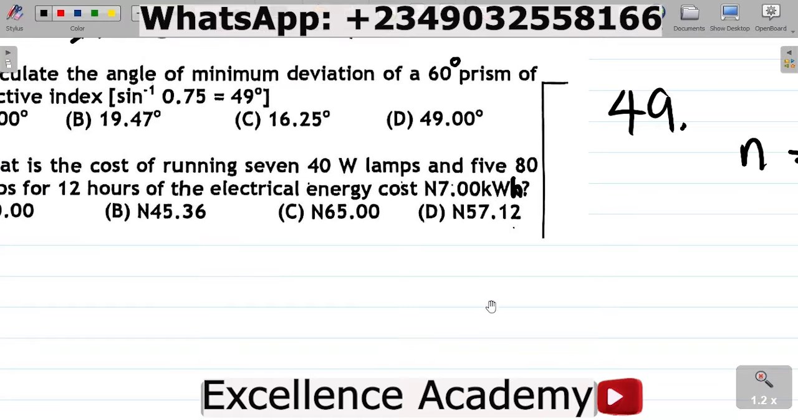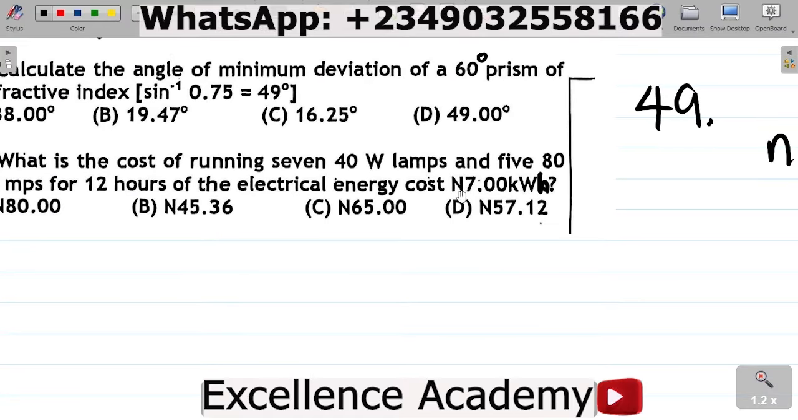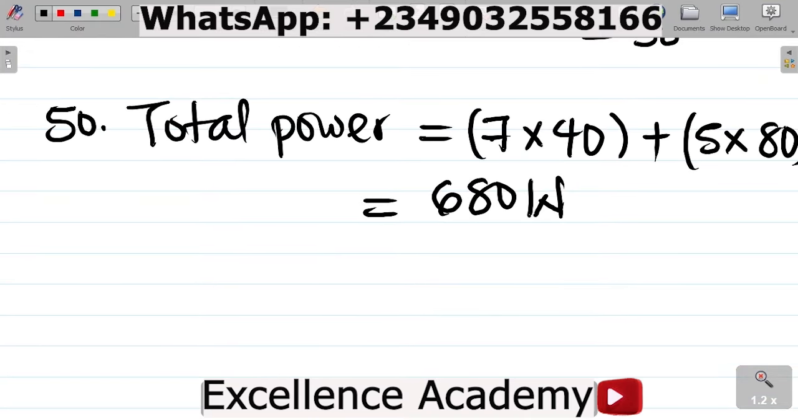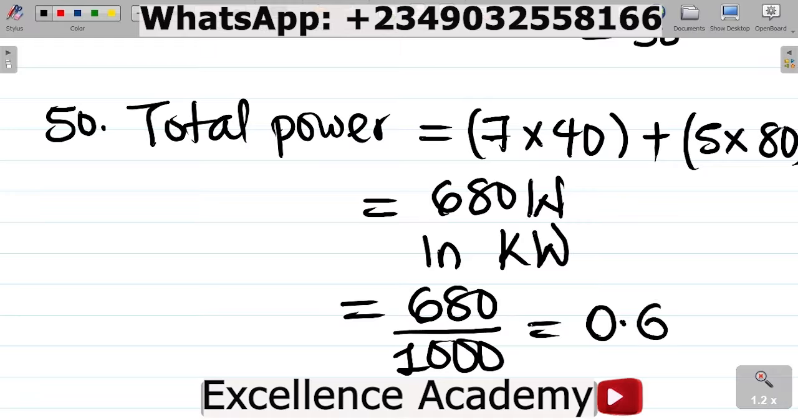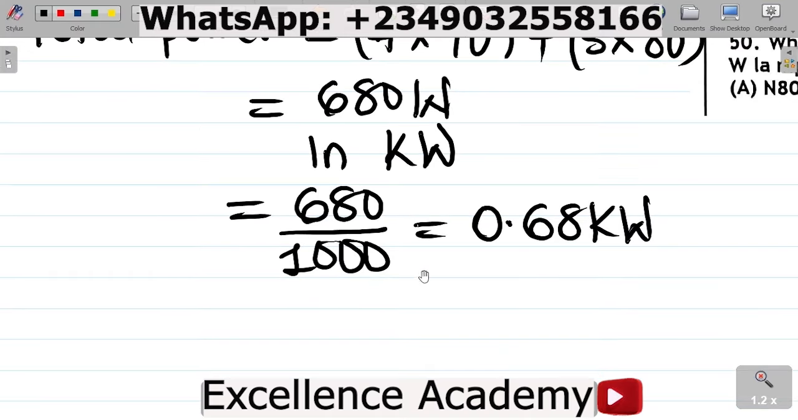Now, looking at the question, they said the cost is 7 naira per kilowatt hour. So we want to get kilowatts. So let's convert this to kilowatts. The total power in kilowatts is simply 680 divided by 1000, and that gives you 0.68 kilowatts. So the total power is equal to 0.68 in kilowatts.